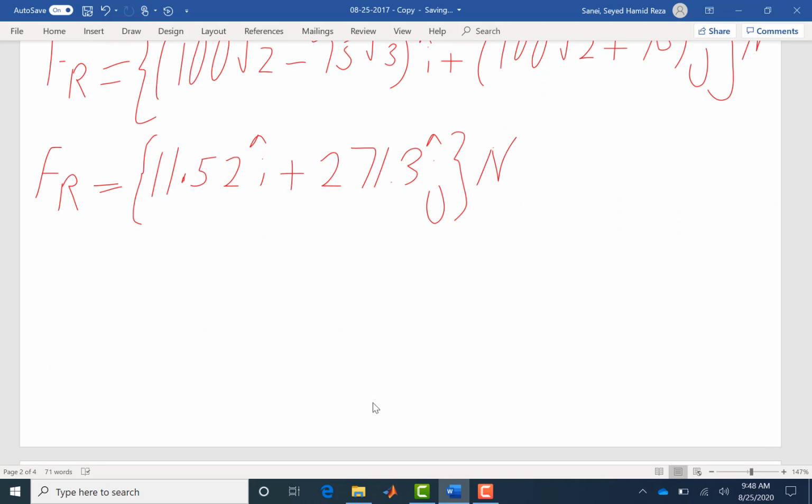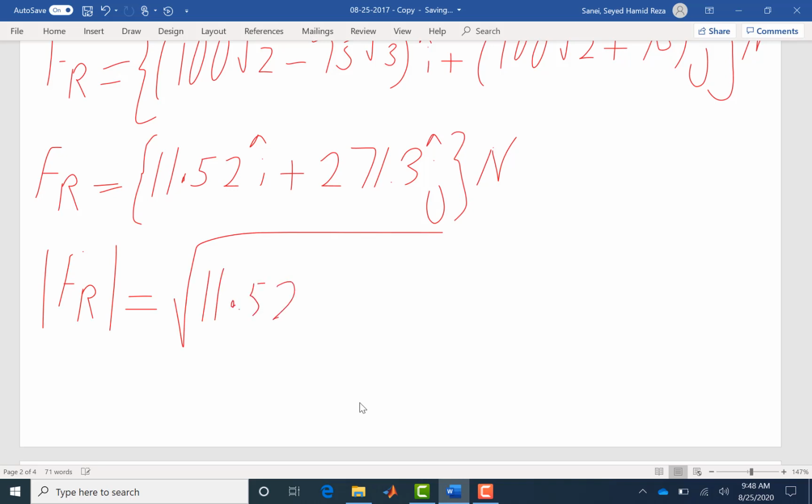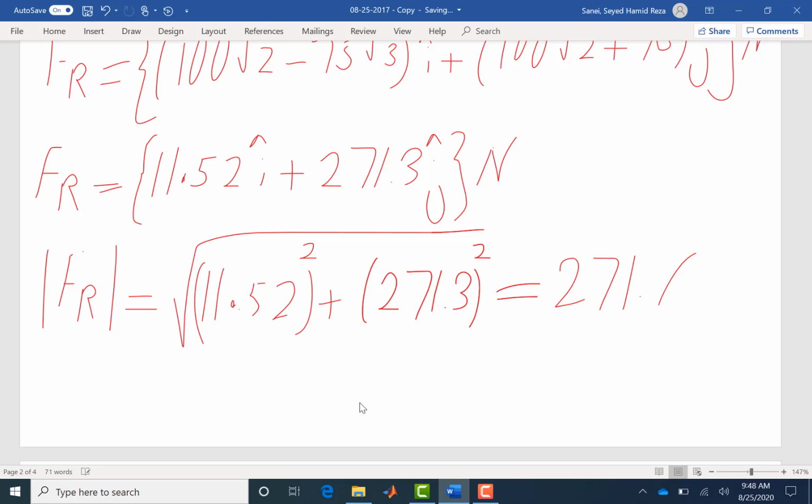So I found it in Cartesian form, but the question is asking for the magnitude and angle. So magnitude, Pythagorean theorem again. 11.2 squared plus 271.3 squared. The answer, 271.6 unit Newton. Angle, tangent inverse of the y component over x component.